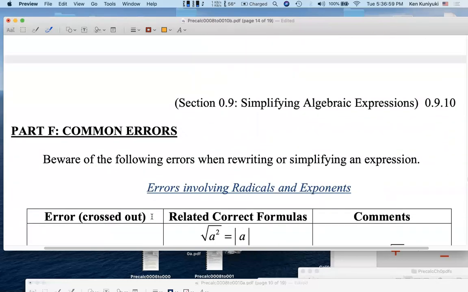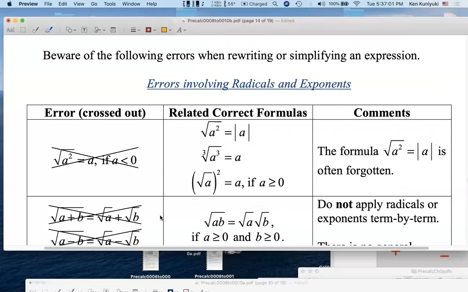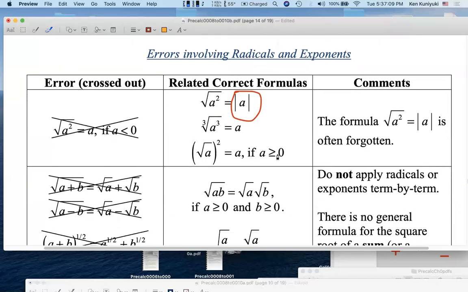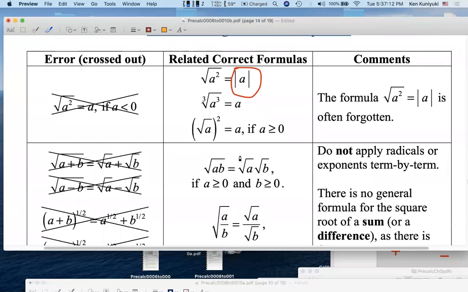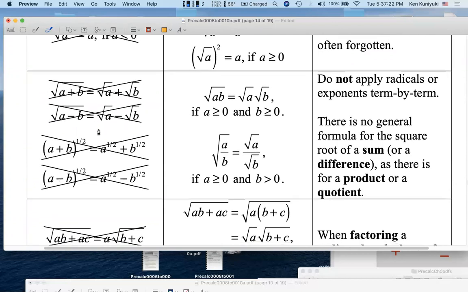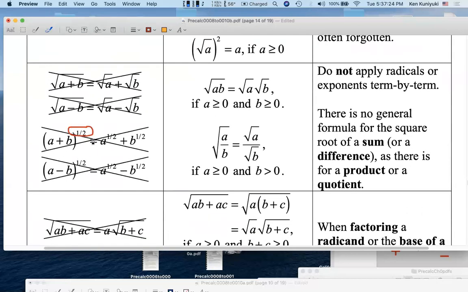In section 0.9, I end with common errors. Common mistakes like root a squared, don't forget the absolute value, things like that. These are common errors to watch out for, forgetting absolute value, for example. Also, the idea that the square root of a sum equals the sum of square roots. No, you do not take square roots term by term. Likewise, exponents cannot be shared for a sum or a difference.